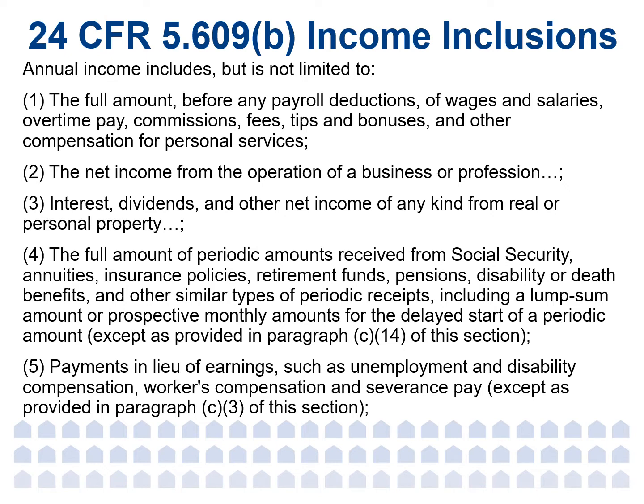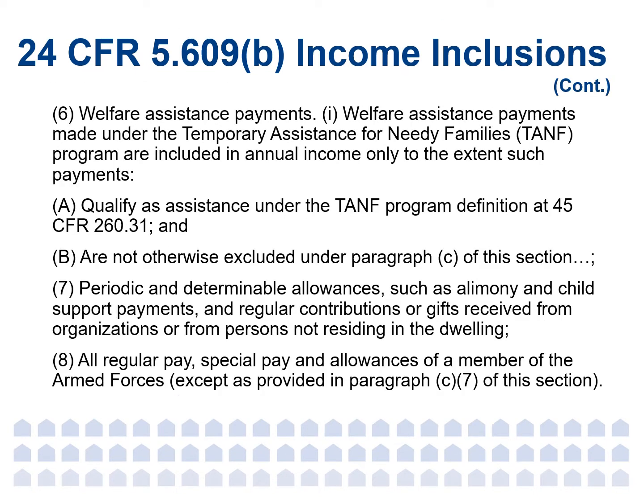Income also includes unemployment, disability, workers' compensation, and severance pay. Income also includes welfare assistance received in the form of cash, payments, vouchers, and other forms of benefits designed to meet a family's ongoing basic needs.